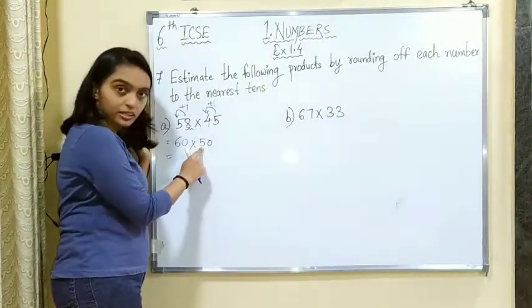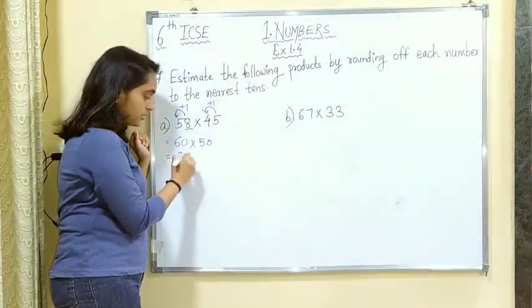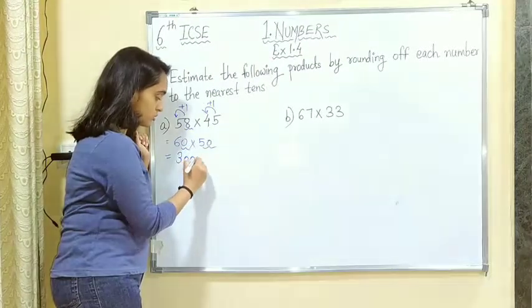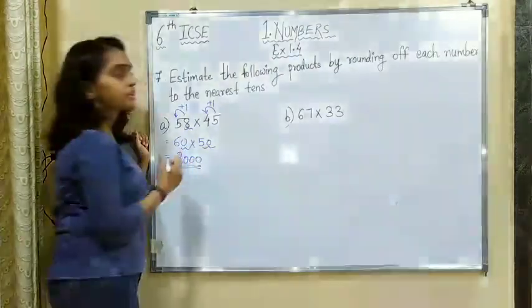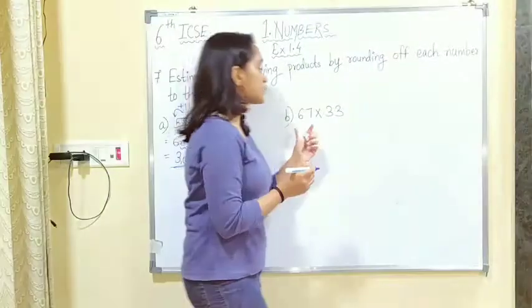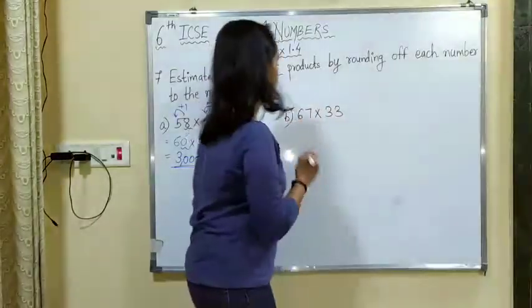6 multiplied by 5 is 30. And there are 2 zeros. So it is 3000. The next question is 67 multiplied by 33.